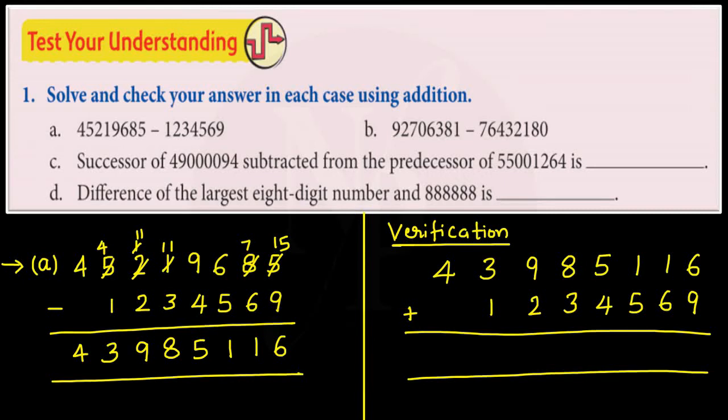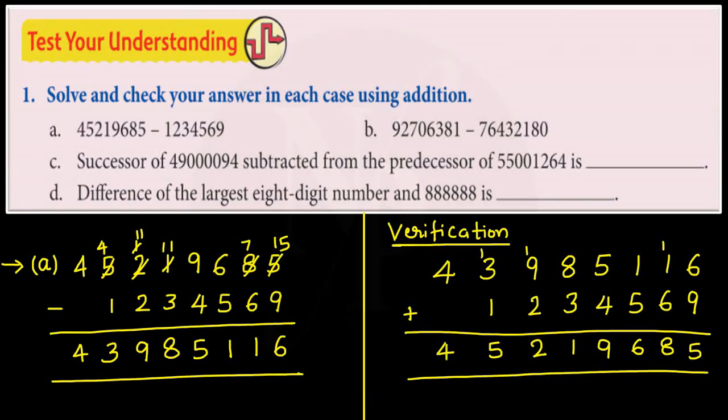6 plus 9 is 15. 5 is written here, 1 is carried forward. And 1 plus 1 is 2, 2 plus 6 is 8. 1 plus 5 is 6. 5 plus 4 is 9. 8 plus 3 is 11. 1 is written here and 1 is carried forward. 9 plus 1 is 10. 10 plus 2 is 12. 1 is carried forward. 1 plus 3 is 4. 4 plus 1 is 5. And we will bring this 4 down as it is.